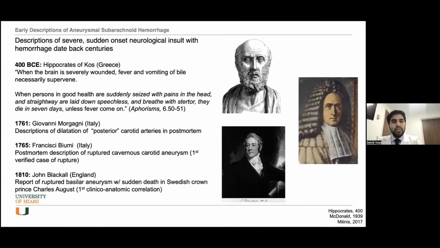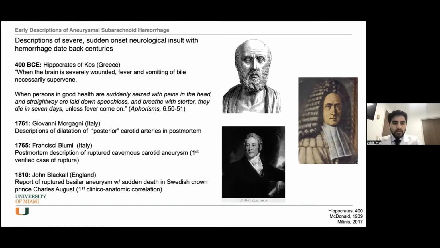So starting with the history, we've discussed this a couple times this year, but early descriptions of aneurysmal subarachnoid hemorrhage date back to as early as Hippocrates. It's always been described as a severe sudden onset neurological insult that was originally considered to be a sudden onset pain in the head followed by a stuporous coma. So Hippocrates describes this in 400 BC in his aphorisms.